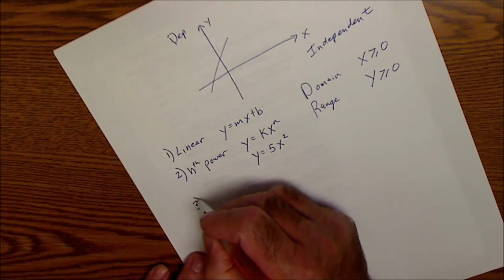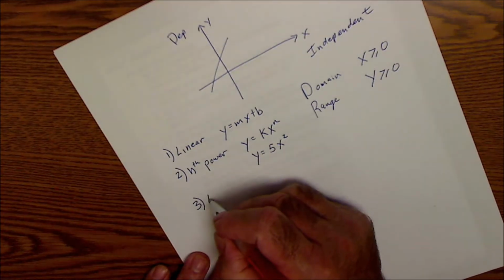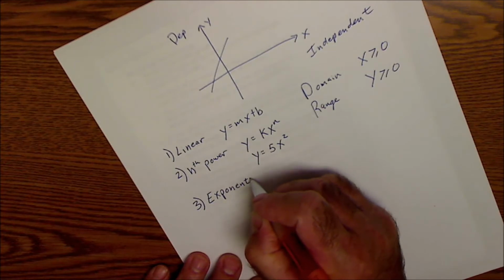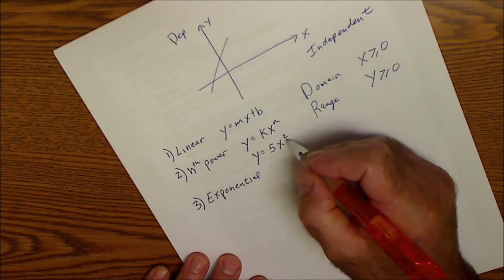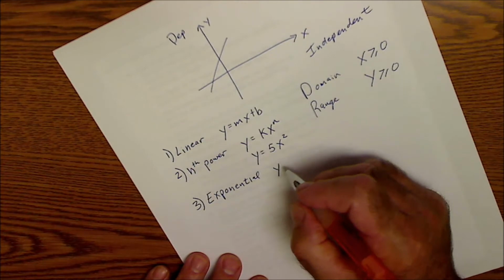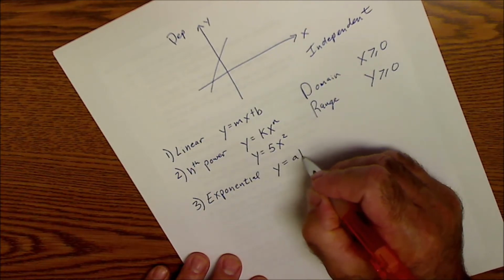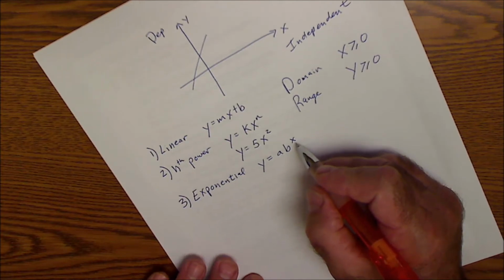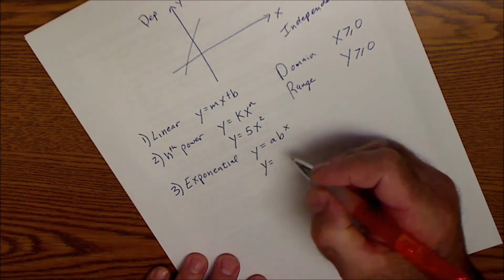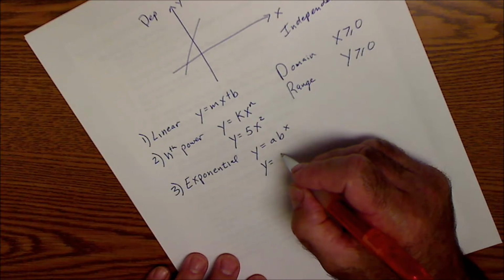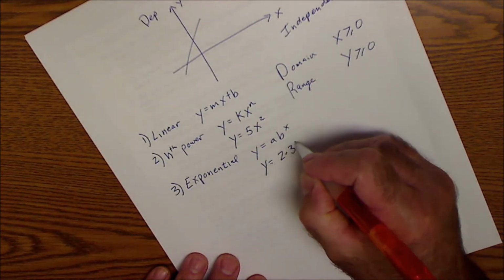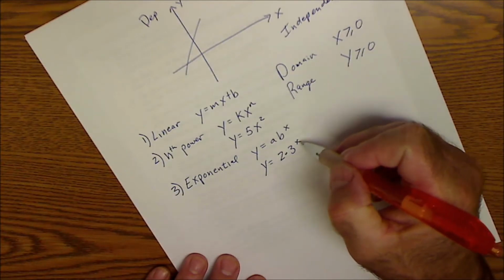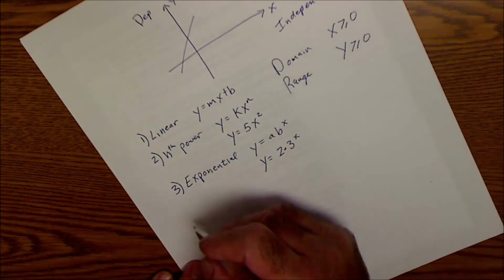Our third function would be exponential, and the big difference between an exponential function and an nth power is the exponent here is a variable. So the general equation is y equals ab to the x. So x is my unknown, my independent variable. So an example would be something like y equals 2 times 3 to the x. So you take your independent variables x and plug them in for x to solve for y.